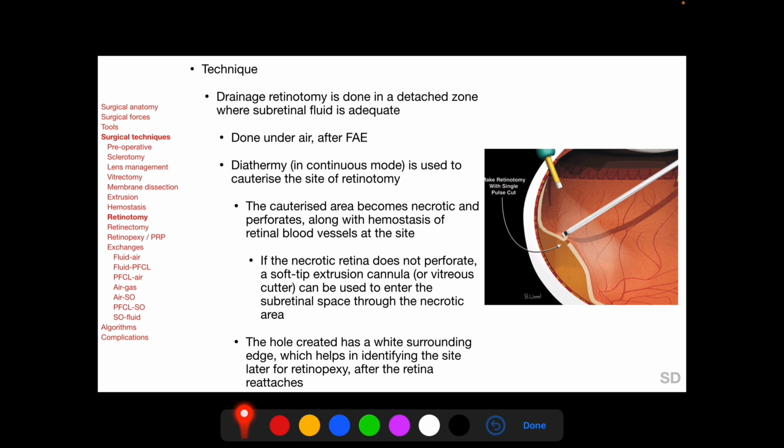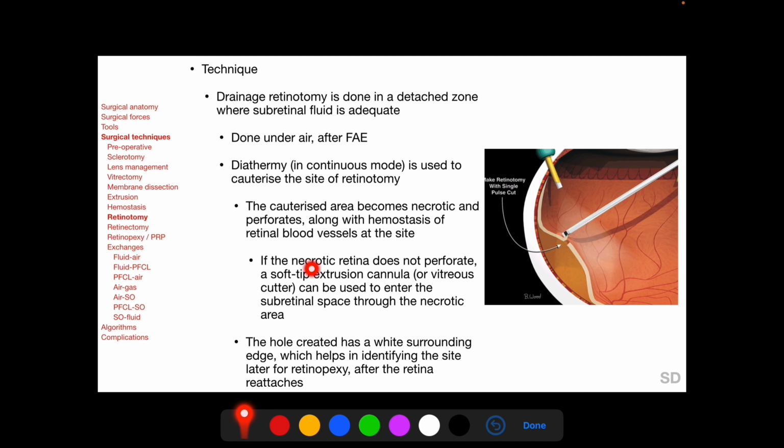Retinotomy for draining subretinal fluid is done in a detached zone of retina where subretinal fluid is adequate, and is performed under air following fluid-air exchange. Diathermy is used to cauterize the planned site of retinotomy, and the cauterized area becomes necrotic and perforates along with hemostasis of retinal blood vessels at the site.